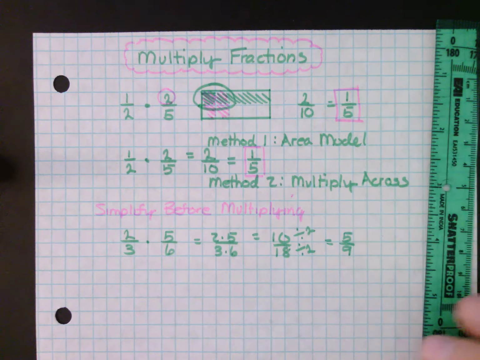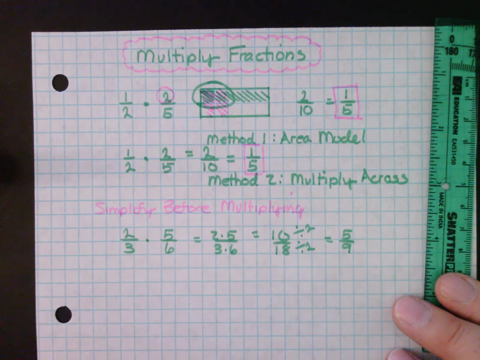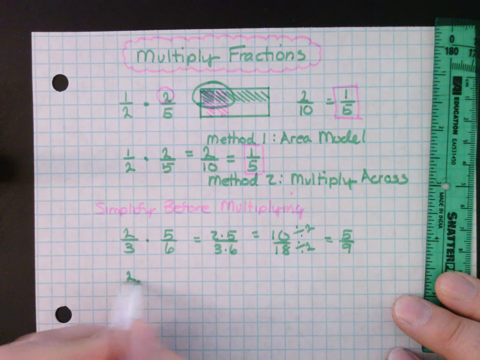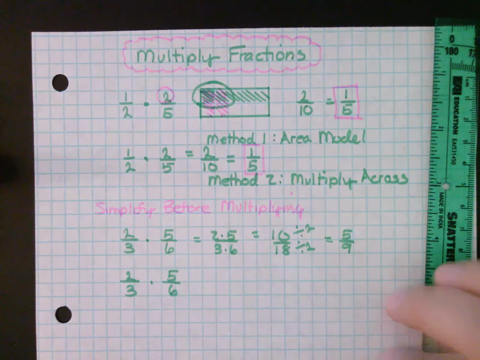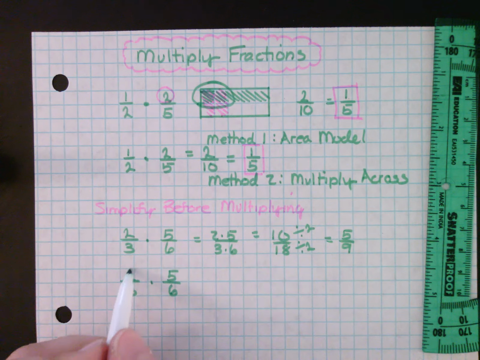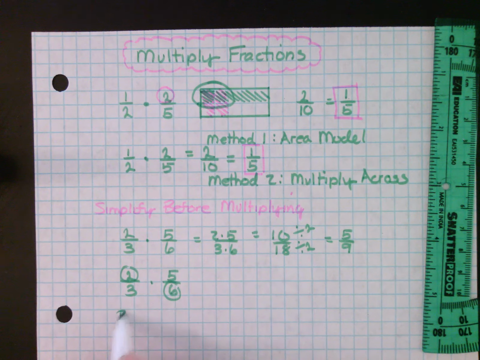Well, there might be an easier way to do that, and that is to simplify first. 2/3 times 5/6. Notice that I have a 2 up here, and I have a 6 here. Both of those are divisible by 2. So I'm going to do that.